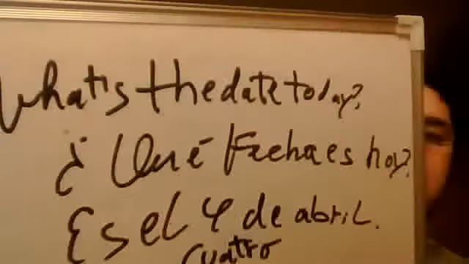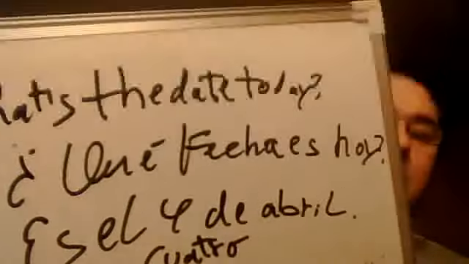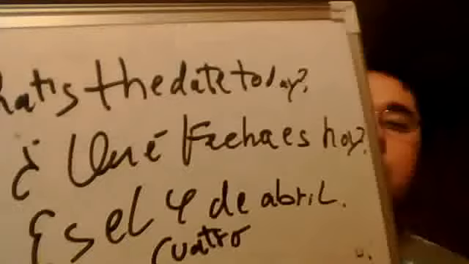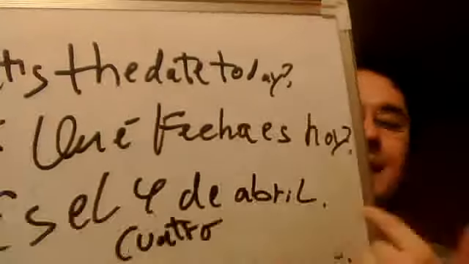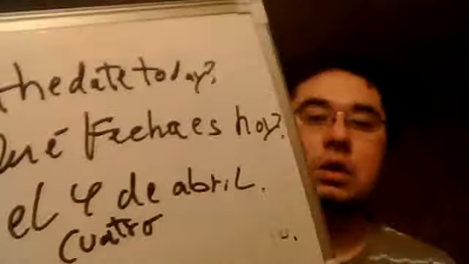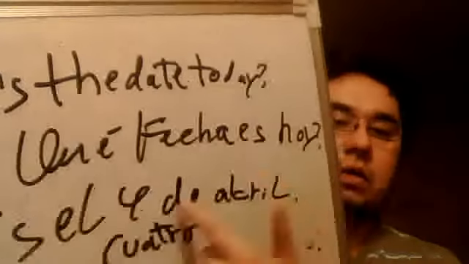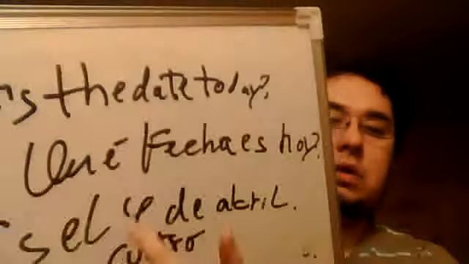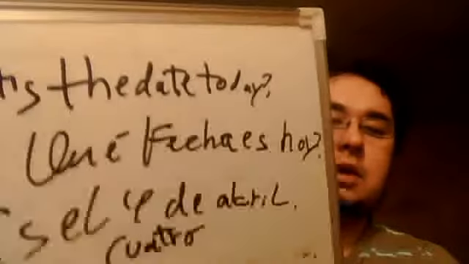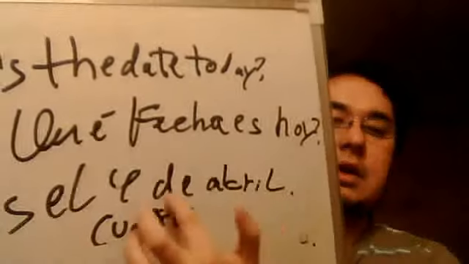And as you see here, it's easy. If you ask those kinds of questions, ¿qué fecha es hoy? And you say, es el 4 de abril. The 4 here, 4 and 4. That's the number, and that is the word. Es el 4 de abril. So as I say, it's not difficult. It's only practice.